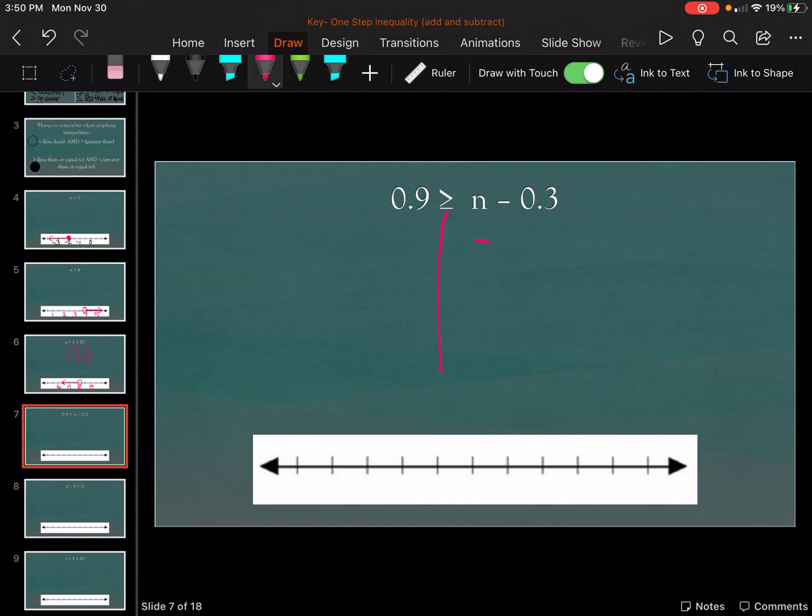We're going to draw a line. We're going to add 0.3 to both sides. We get 1.2 is greater than or equal to n. I'm going to rewrite it. And I'm going to do 1, 1.1, 1.2. Let me write this a little neater. Closed circle, pointing to the left.